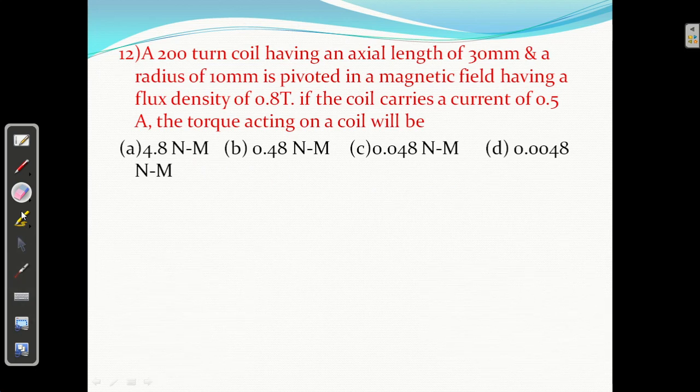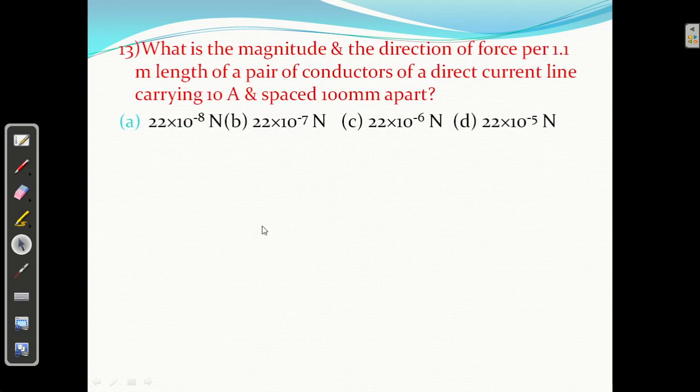Okay, next question. What is the magnitude? Just wait. Question number 13. What is the magnitude and direction of force per 1.1 meter length of a pair of conductors in a direct current line carrying 10 ampere and spaced 100 mm apart? So that is the question.